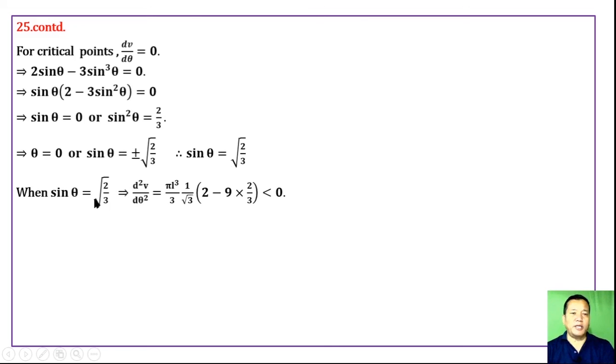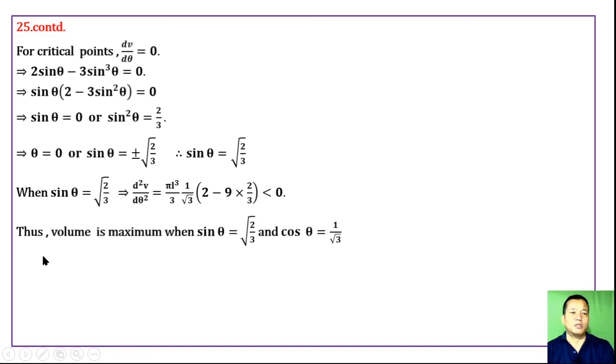When sin theta is plus square root of 2 by root 3, the value of d square V by d theta square is a negative number. Thus, volume is maximum when sin theta is this and cos theta is this. Then tan theta is sin by cos, we get root 2, and theta gives tan inverse of root 2. Hence proof.